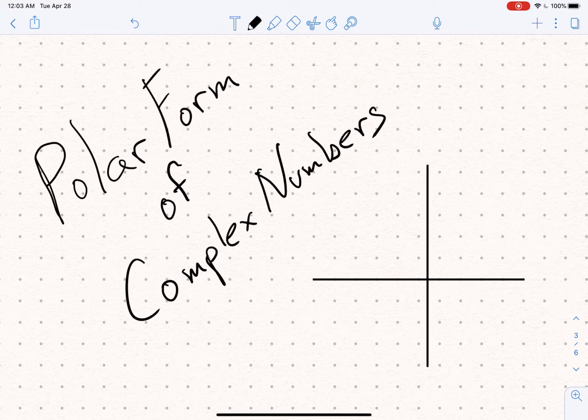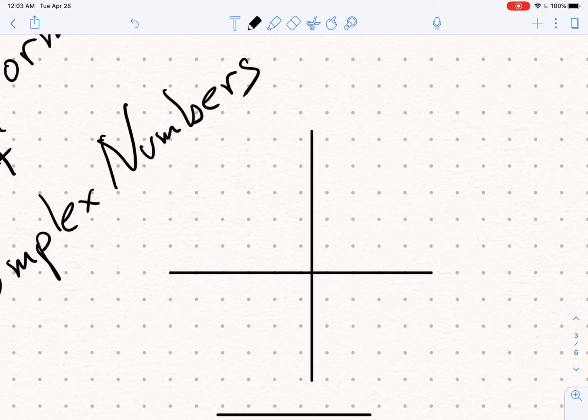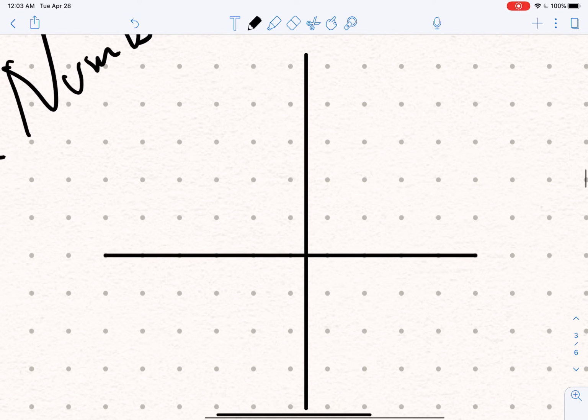Okay, let's talk about polar form of complex numbers. And the basic idea here is not really about complex numbers at all. The basic idea is this. If you're looking at coordinate axes and you have a point, usually we locate that point, we tell you where it is, by giving an x and a y coordinate.